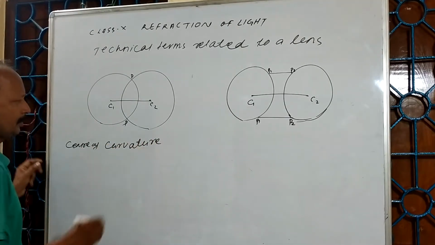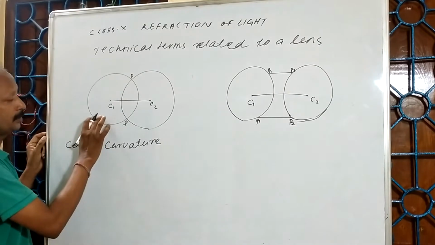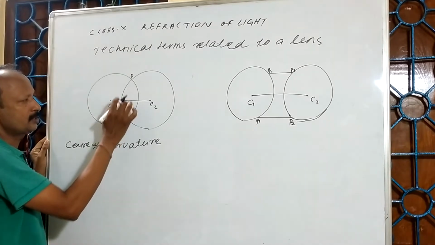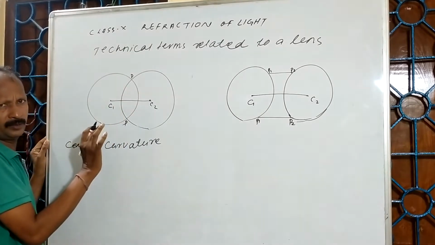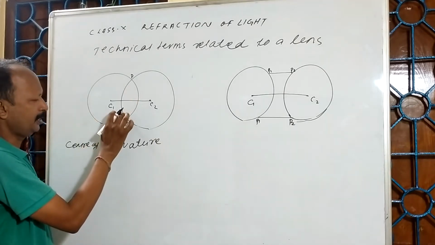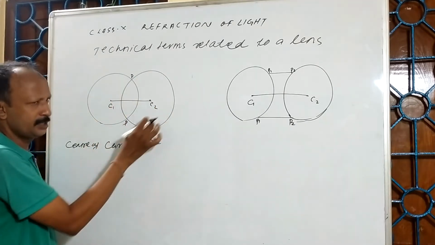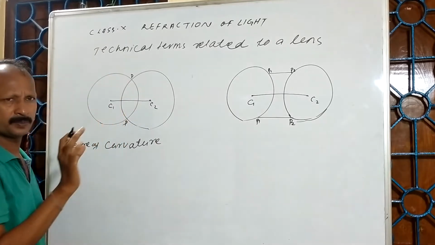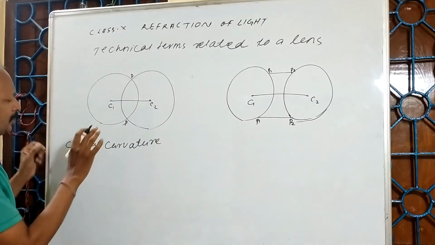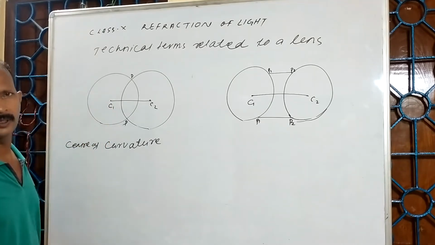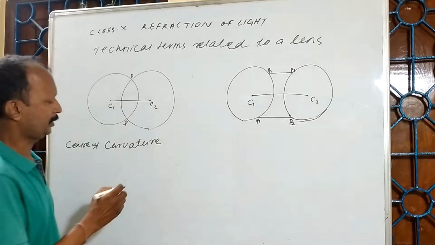curvature. See here, there are two spheres. This is one surface and this is another surface. That means this left side surface is a part of this sphere and right side surface is the part of this sphere. So here center of curvature in the sense center of the sphere of which the lens is a part.